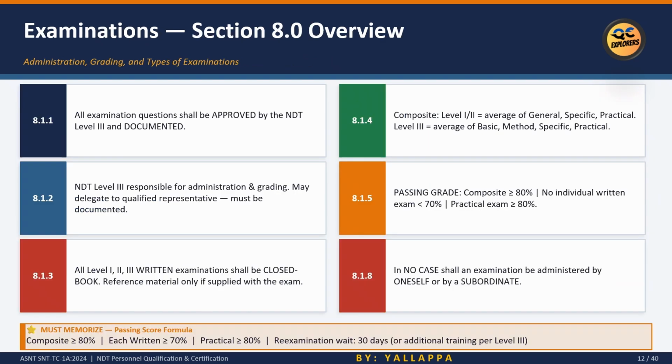Now let us study examination requirements. All examination questions must be approved by the NDT Level III. Examinations are closed book unless reference material is specifically supplied. Now memorize the passing criteria carefully. Composite score must be minimum 80%. No individual written examination can be less than 70%. And practical examination must be minimum 80%. This is one of the highest frequency exam questions.